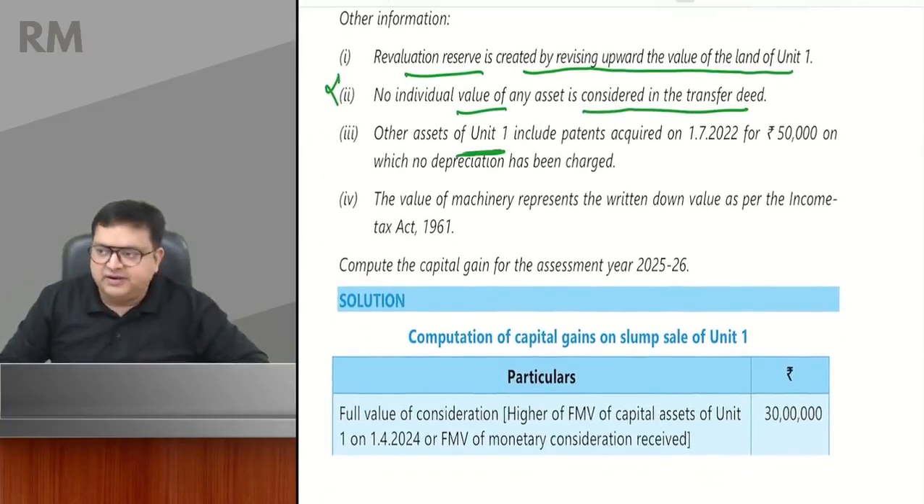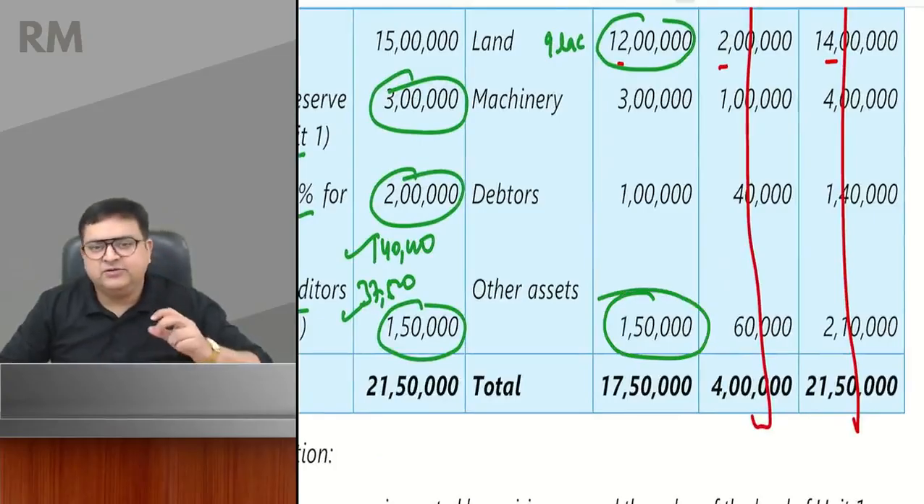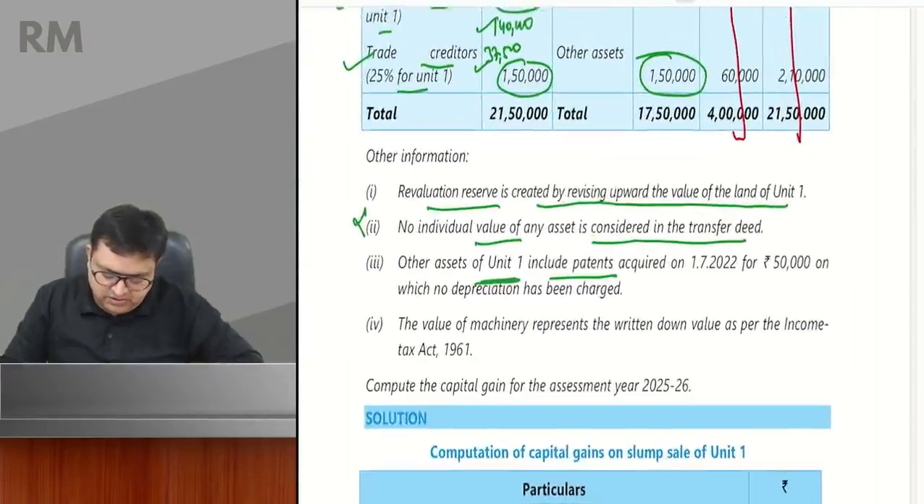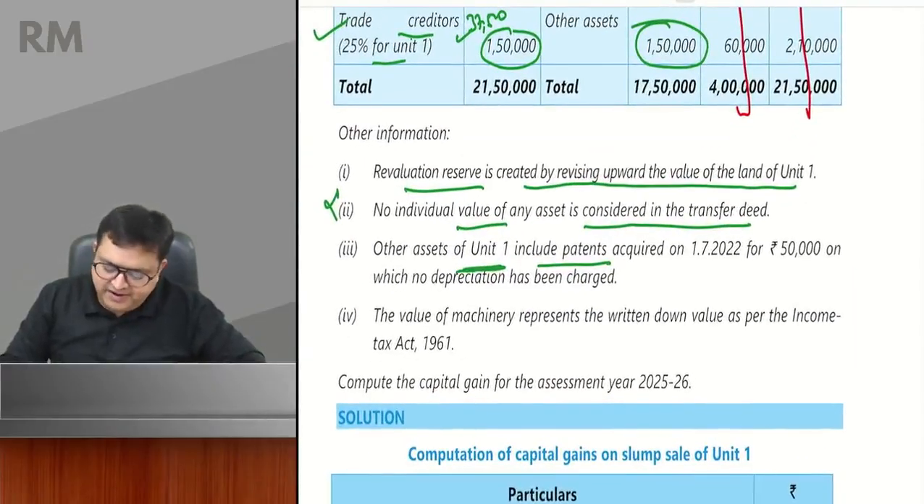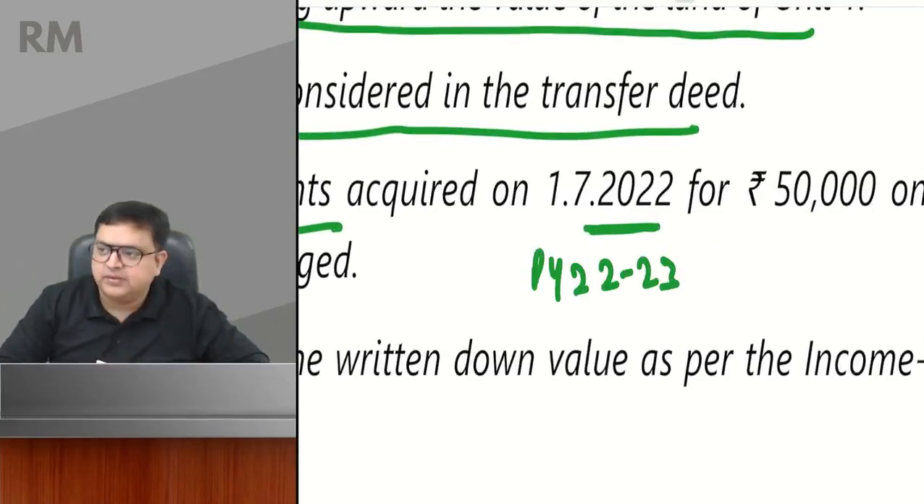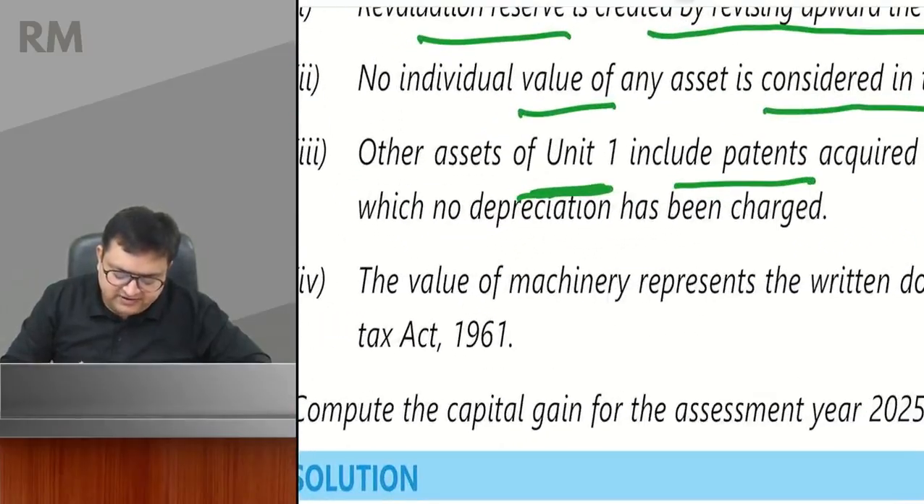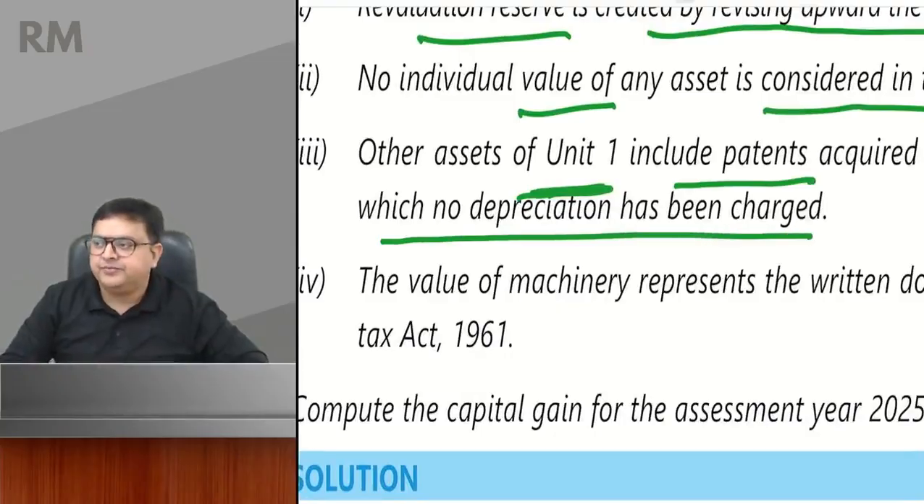Other assets of unit 1. Other assets of unit 1 include patents. Where are other assets? 150. They're telling about this 150. Other assets of unit 1 include patents acquired on 1/7/2022. Which year? Previous year 22-23. There are some patents which are acquired for 50,000 on which no depreciation has been charged till now.